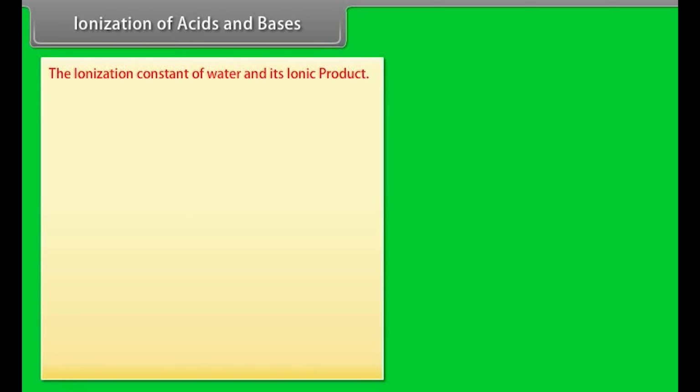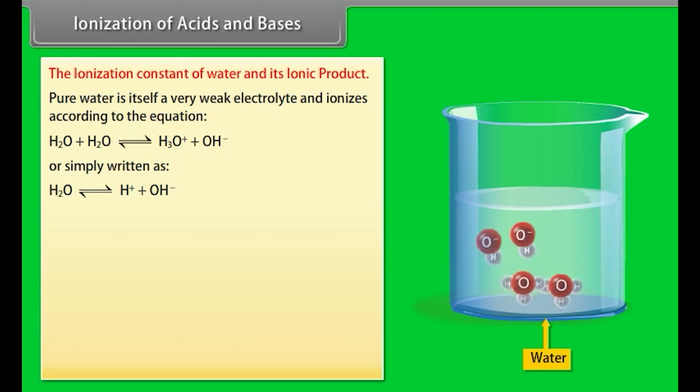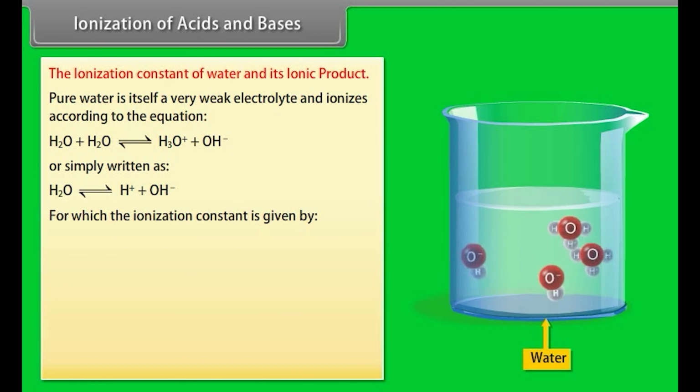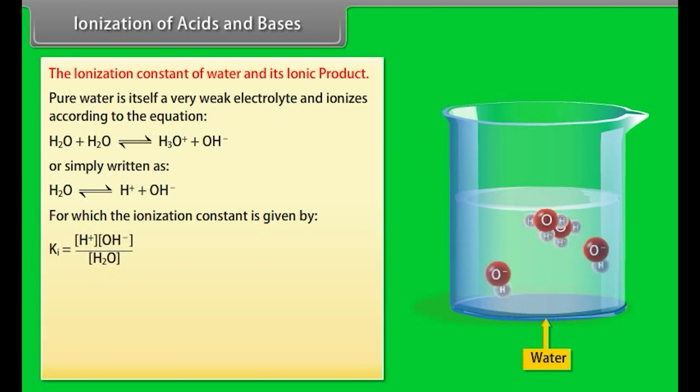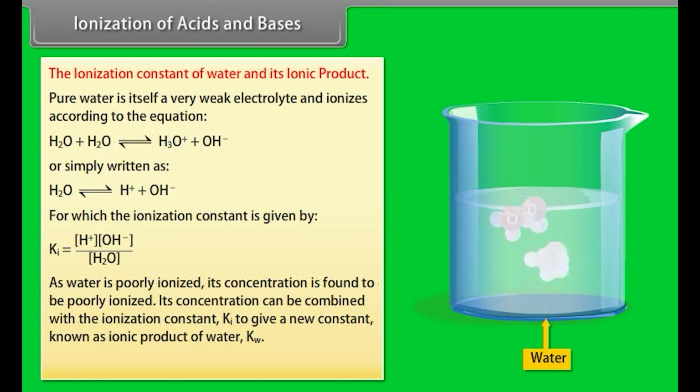Ionization of acids and bases. The ionization constant of water and its ionic product. Pure water itself is very weak electrolyte and ionizes according to the equation, or simply written as, for which the ionization constant is given by Ki is equal to concentration of H+ times concentration of OH- divided by concentration of H2O. As water is poorly ionized, its concentration is found to be constant.